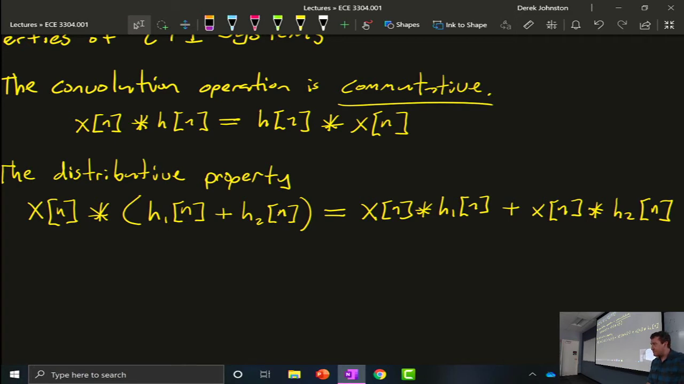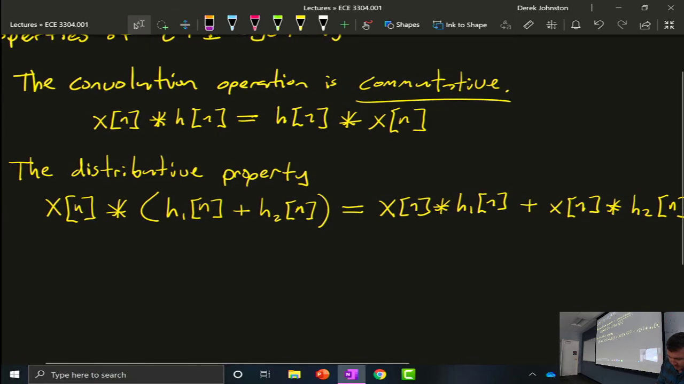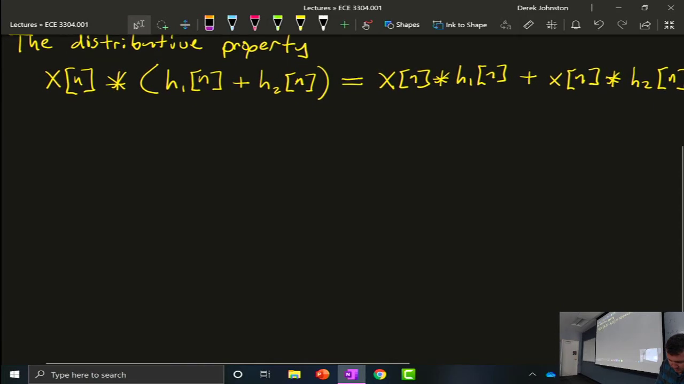Does that kind of make sense? All right. Next up, the associative property.